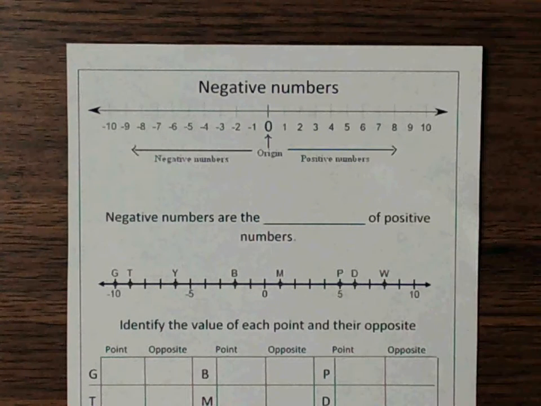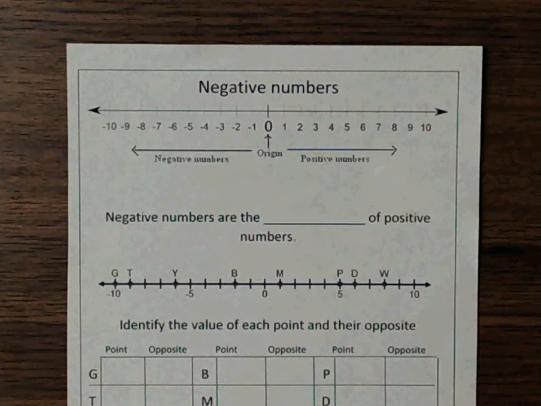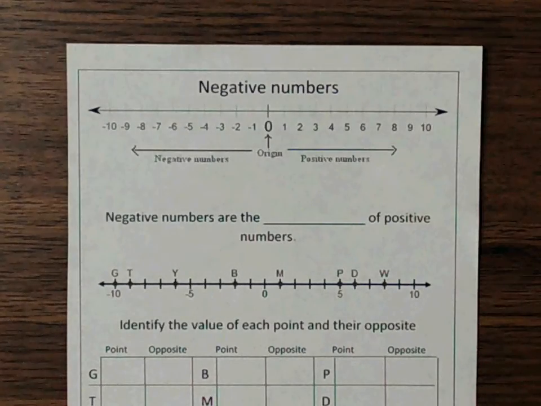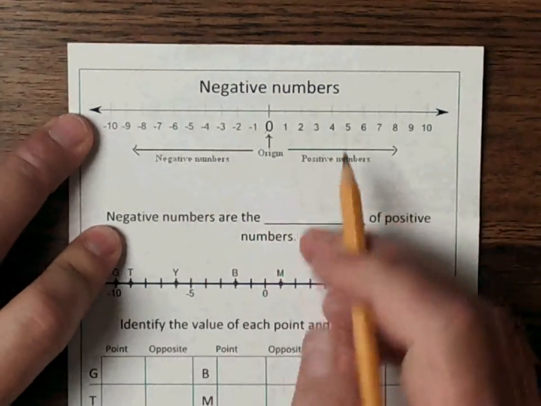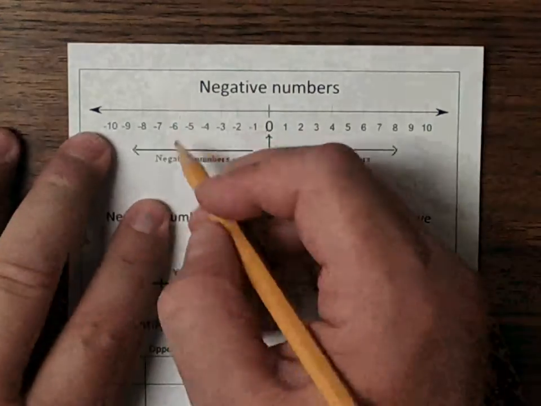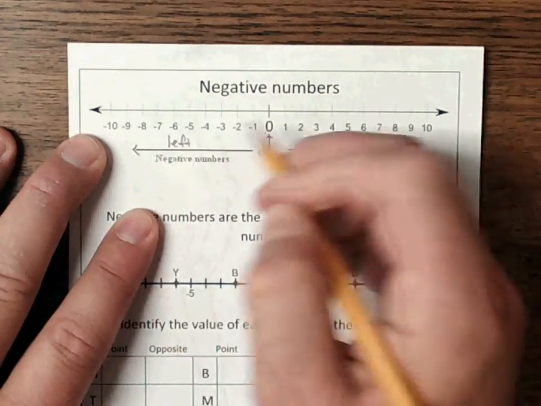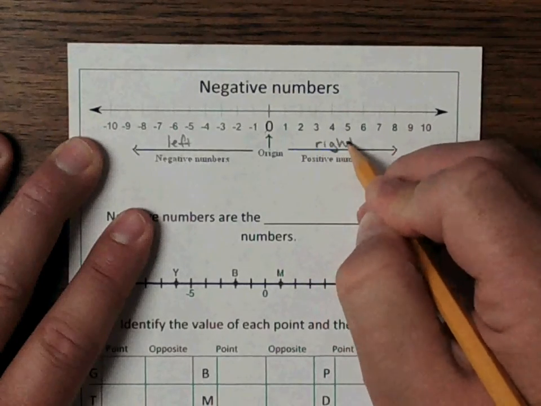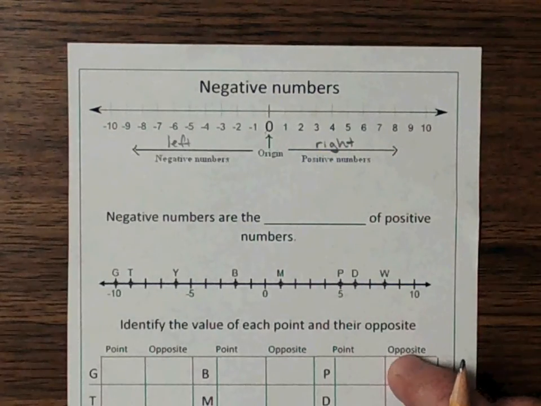Today we are looking at integers, or negative numbers. We're going to start with a number line, which you are familiar with. Generally, we have a number line, we put 0 in the middle. Negative numbers always fall to the left of our 0. Positive numbers always fall to the right of our 0.